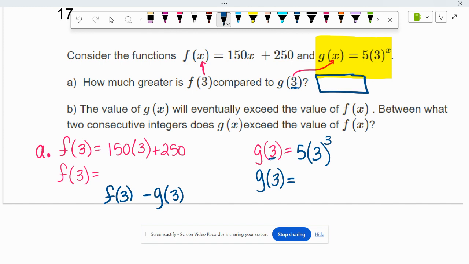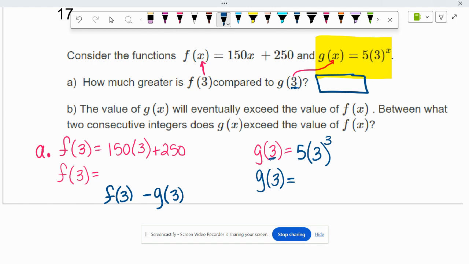6 is not right. Put that in your calculator, just like you wrote it right here. Enter. That's what you need, right? And then I want you to subtract the difference.